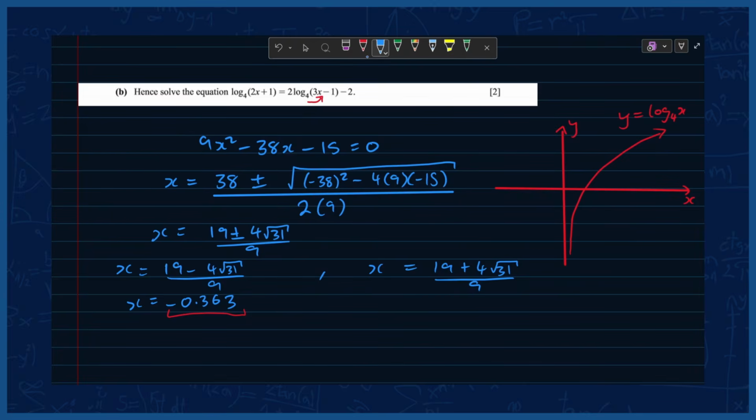Therefore our solution must come from the positive one. If we punch that into the calculator and get its approximate value, this is 4.59. So we can conclude that x is 4.59, and that will be our final answer.